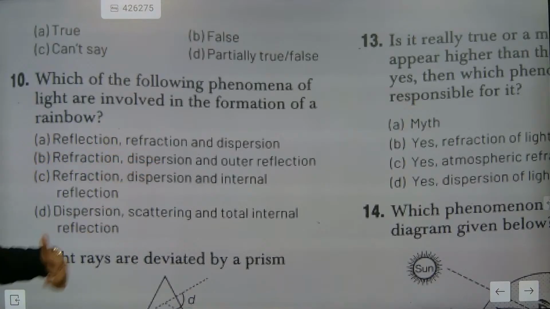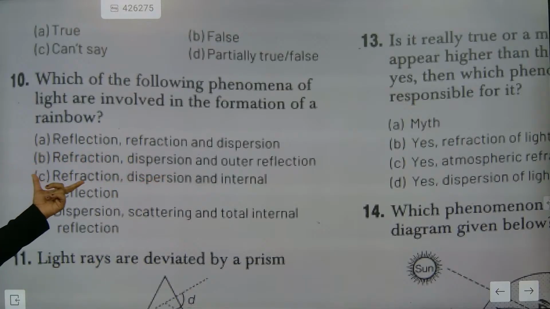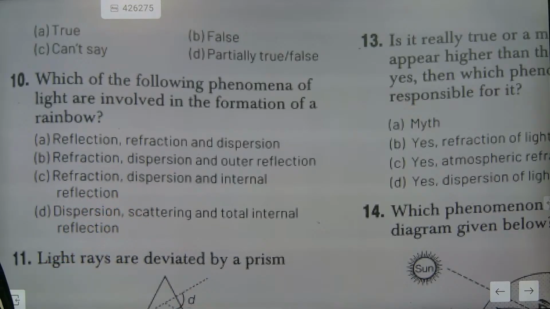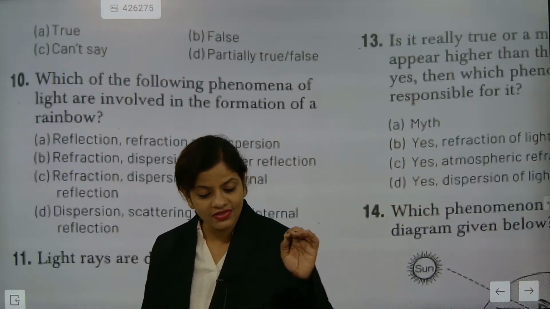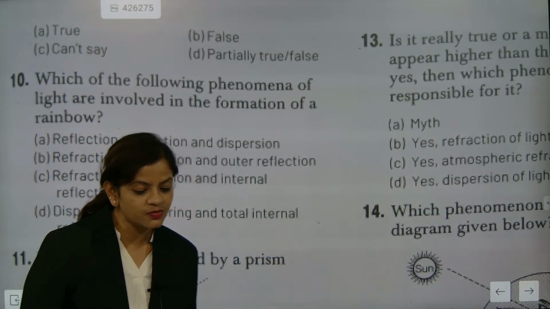Reflection, refraction, dispersion; refraction, dispersion, outer reflection; refraction, dispersion, internal reflection; dispersion, scattering, and total internal reflection. Wow, this is seriously a very important question. Put the question number and then give your answer. Thank you for liking the class, but you should be writing as fast as possible.